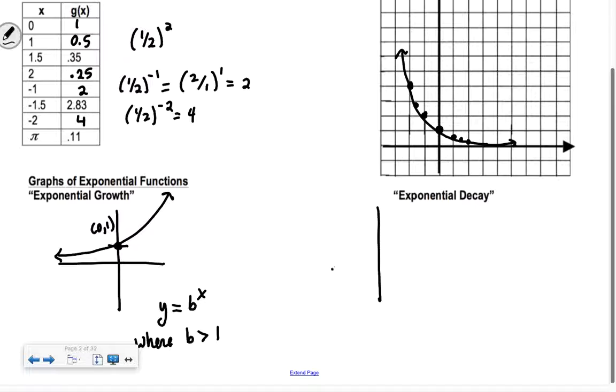Okay, but exponential decay, we still go through that point (0, 1), but now it gets smaller. So that's still going to look like b to the x, but now b is going to be a number that's between what two numbers? Yeah, it's between 0 and 1.